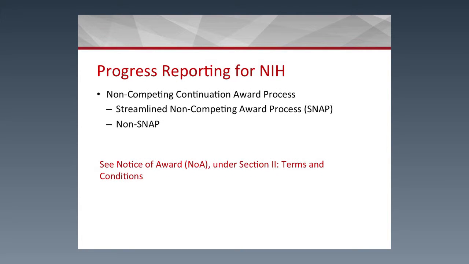Now for progress reports. The NIH utilizes two different types of progress reports. The first type is the streamlined non-competing award process, which is referred to as SNAP, and then there's also the non-SNAP progress report. Please see your notice of award in section 2 under terms and conditions to find out which type of progress report your award is granted under.